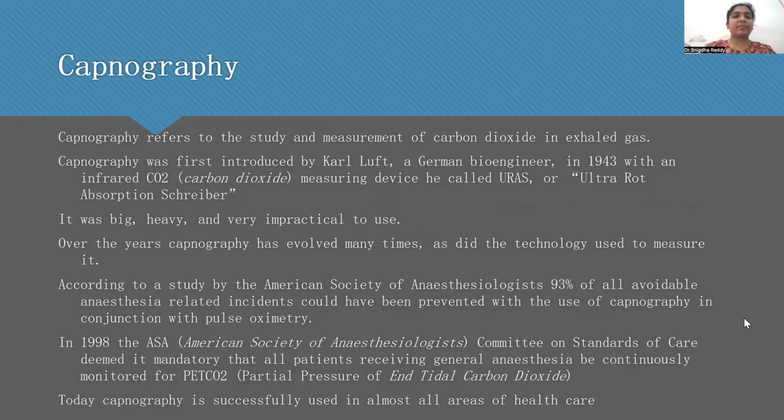It was first introduced by Karl Luft, a German bioengineer, in 1943, where he used an infrared carbon dioxide measuring device. He called it URAS, ultra-red absorption chamber. It was very heavy, big, and impractical to use. So as it was impractical, many people started modifying it in different ways, and finally they got it to a compact, easy-to-use device.